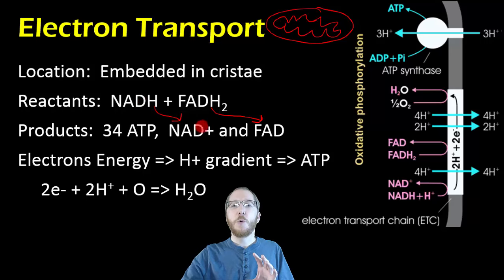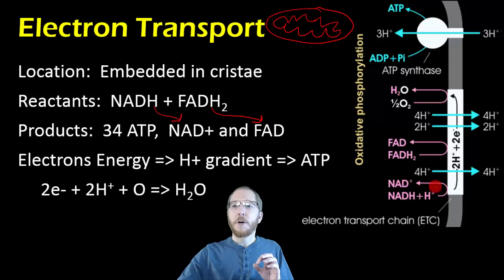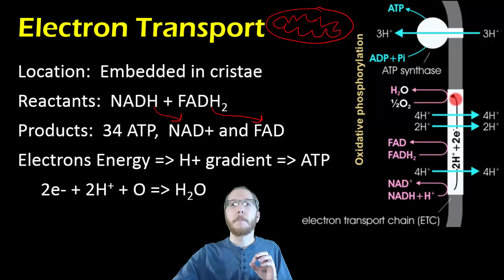So NADH will become NAD+, because we remove an H+ and 2 electrons from it. And FADH2 is going to become FAD because we remove 2 electrons and 2 H+ from it. So we're going to kind of strip them of their electrons and a few H+. And in the process now, we can put these electrons on this series of electron transport molecules.